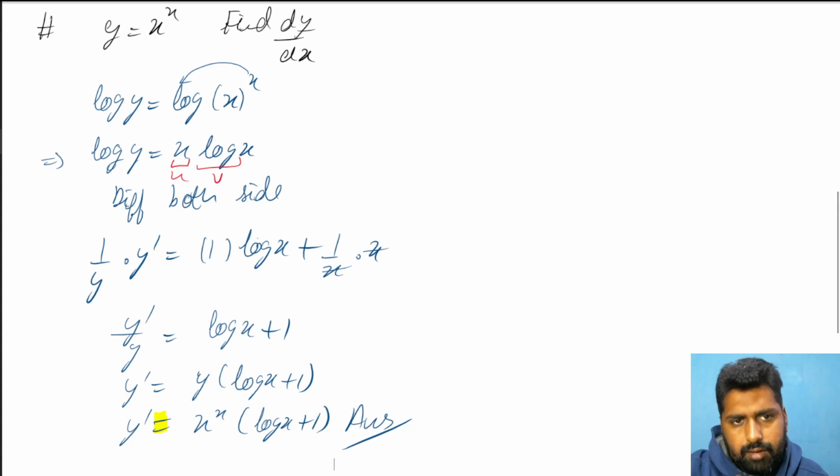This is the power of log. Whenever you have variable raised to power variable, you can easily solve these kinds of questions. Okay. Let's see one more.